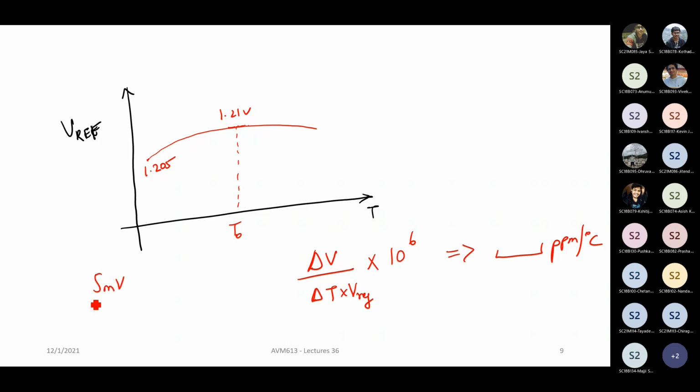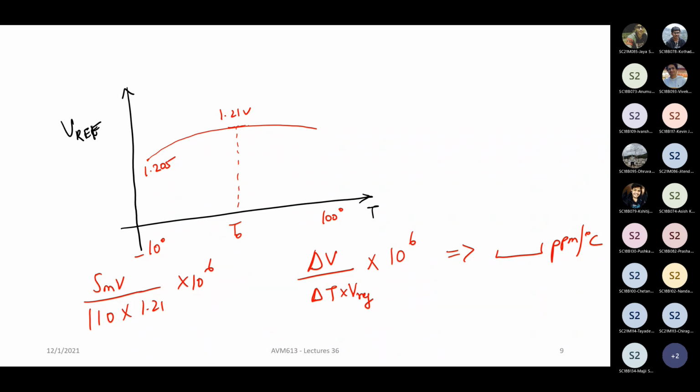So you have a 5 millivolt variation across, let us say, a temperature range from minus 10 degrees to, let's say, plus 100 degrees. Then you would say 5 millivolt divided by 110 degrees, multiplied by your reference voltage, which is 1.21, into 10 to the power of 6, and that will give you the accuracy of your bandgap reference in terms of ppm per degree centigrade.